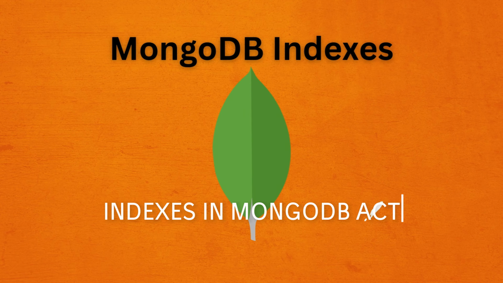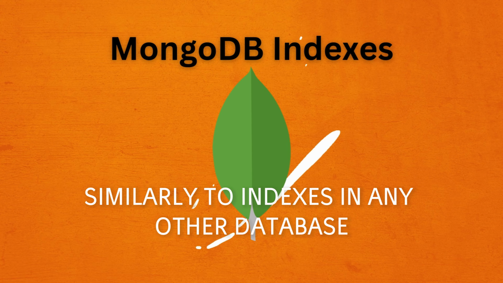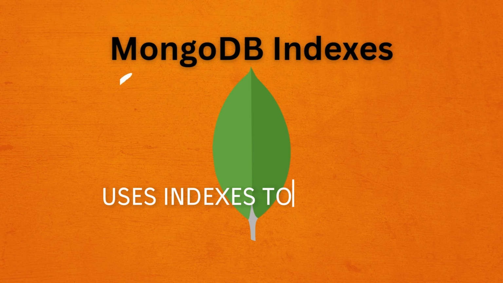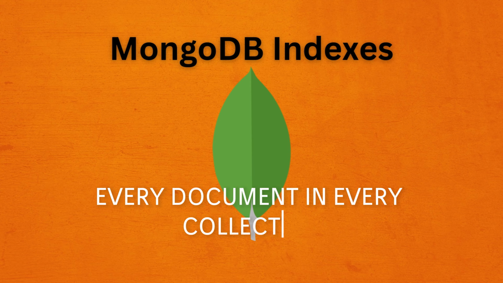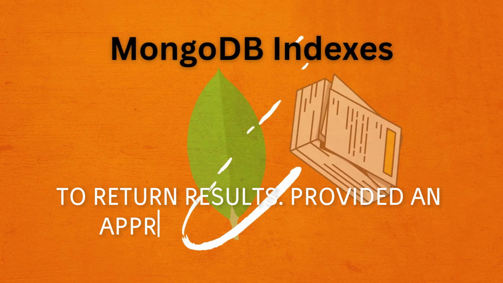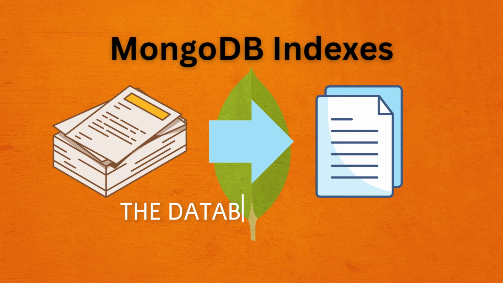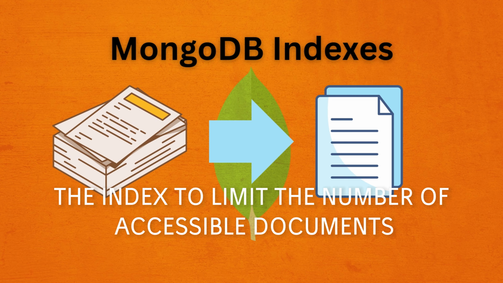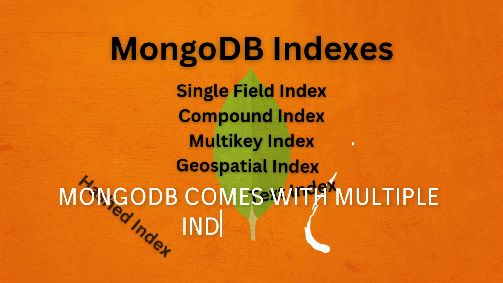Indexes in MongoDB act similarly to indexes in any other database management system. MongoDB uses indexes to prevent scanning every document in every collection to return results. Provided an appropriate index exists, the database can use the index to limit the number of accessible documents. MongoDB comes with multiple index types.